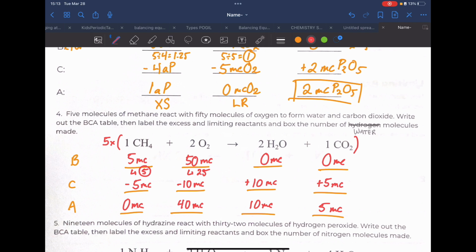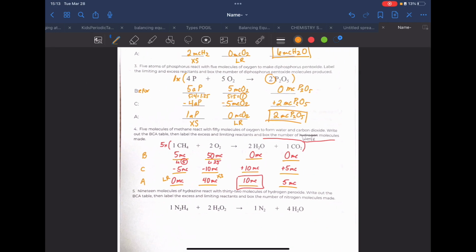This says specifically to box the number of water molecules that we made. That's right there. And then label the excess and limiting reactants. Our limiting is going to be the one that ran out. Our excess is going to be the one that we have some left over. There we go.